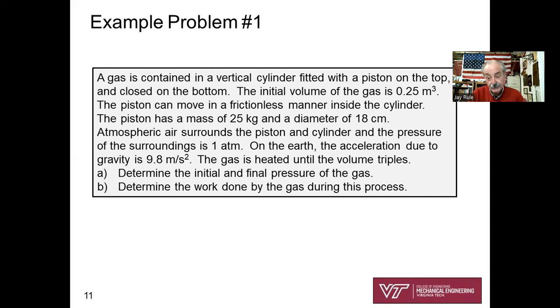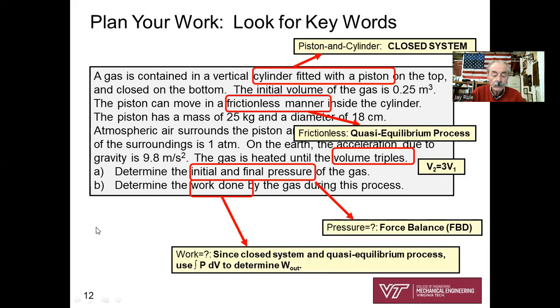This is very representative of a homework problem from the textbook, very representative of a quiz question, and it can also be very representative of a test question. So the first thing we're going to do is look for keywords. First keyword, piston and cylinder. Cylinder fitted with piston. That's going to be a piston and cylinder. What does that tell you? Closed system. So not described in the problem statement, you as an engineer think closed system.